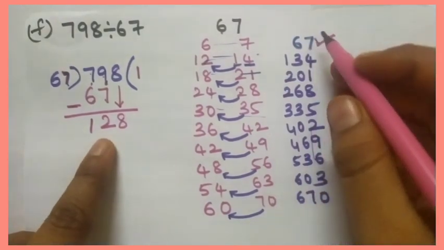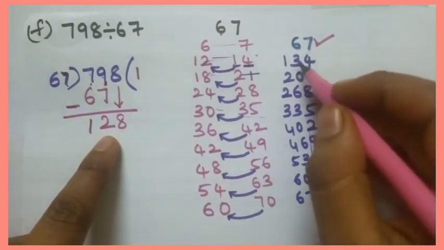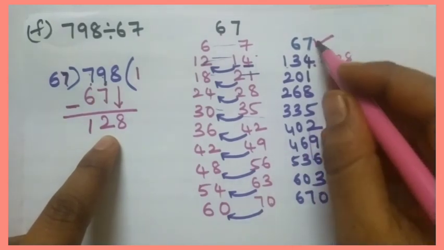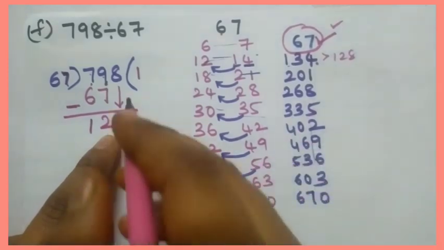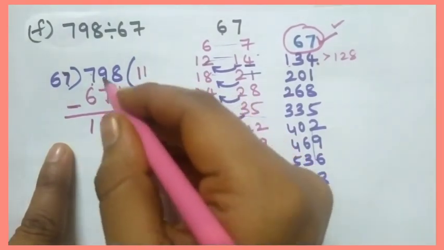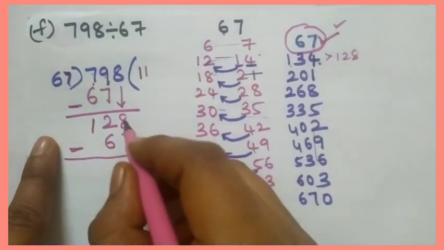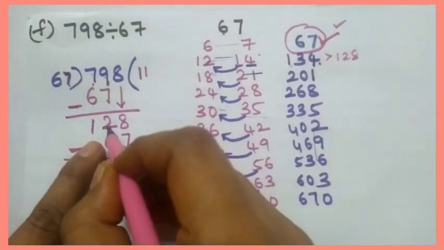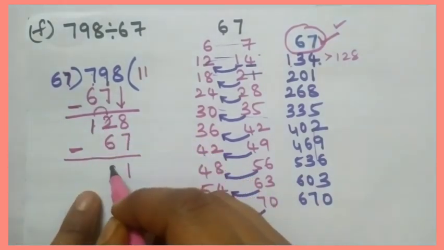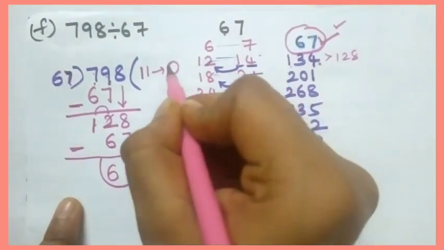In this table we got 128. Before that, which number is there? If we take 134, it will be greater than 128. So we'll take 67 only. 67 ones are 67. While you are writing these numbers, you should write in a straight line. Now we'll do subtraction. 8 minus 7 is 1, and from 2 we cannot subtract 6, so we'll take borrow. It will be 12. 12 minus 6 is 6, so we got remainder as 61 and quotient as 11.